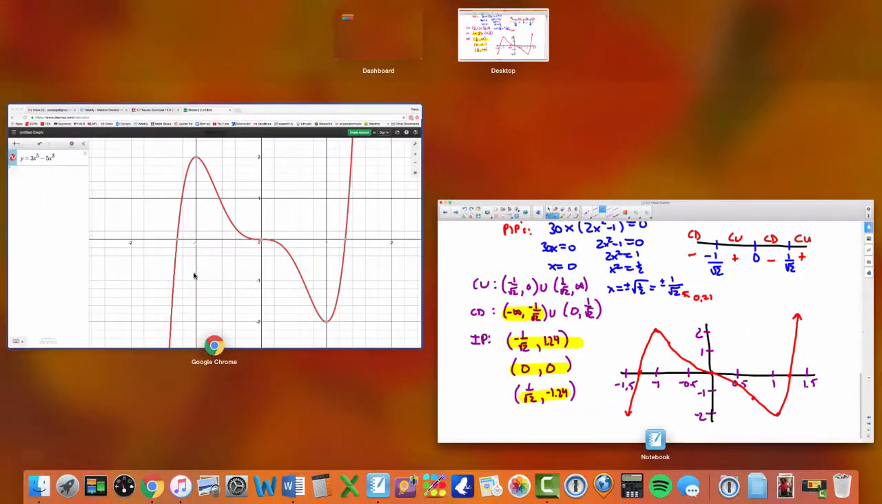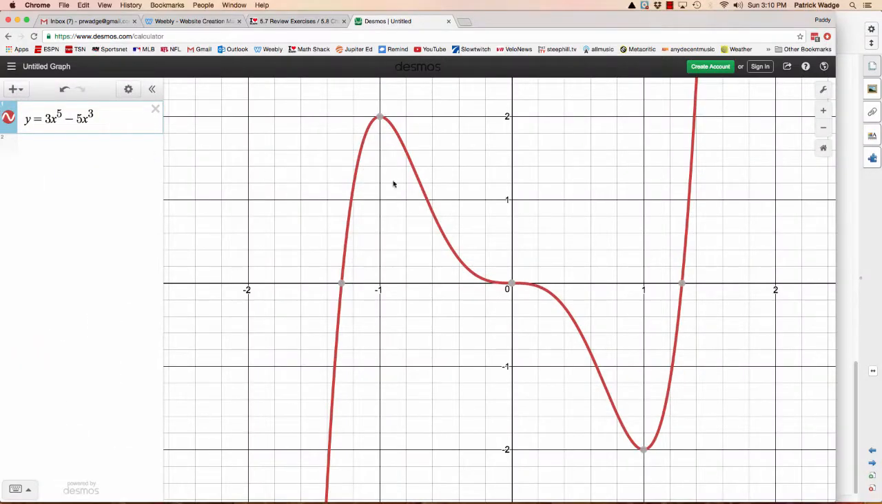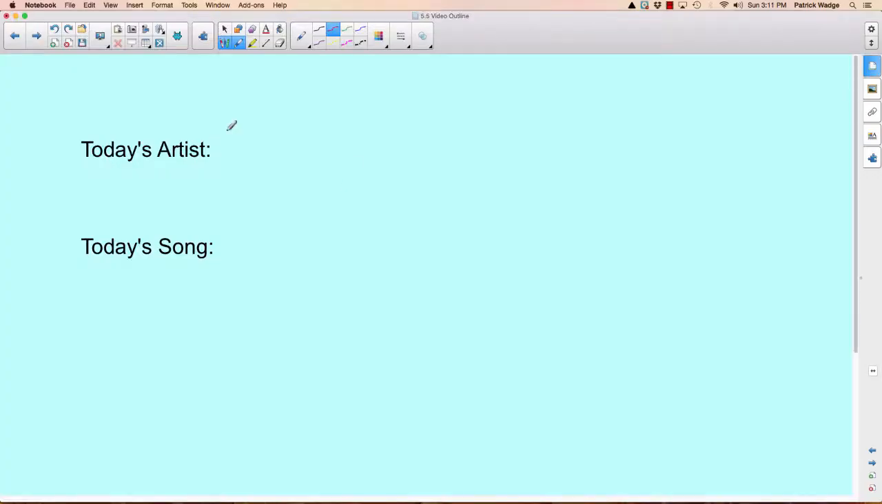So the other question you might have is, well, why didn't you just graph it on here in the first place? And we wouldn't have had to do all those 16 steps. We'll talk about that in class.